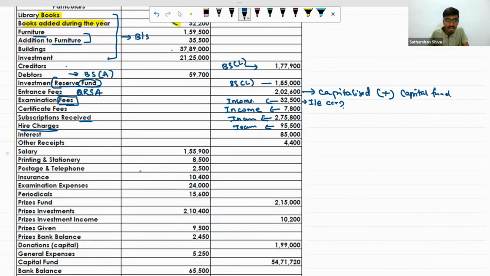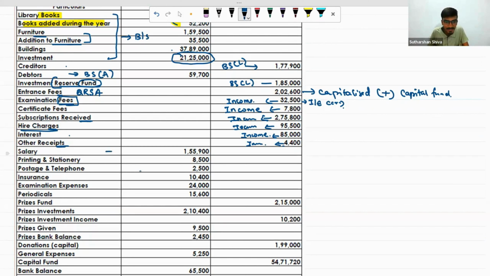Okay, then other interest they have given, and they have given it on the credit side. So it is also treated as income. I'm making some investments now, and from those investments I'm generating some interest. That is known as interest. Actually, it is interest on investments. They will try to confuse you by giving only the word interest. Then other receipts they have given, that is 4,400. It is going to be treated as income.